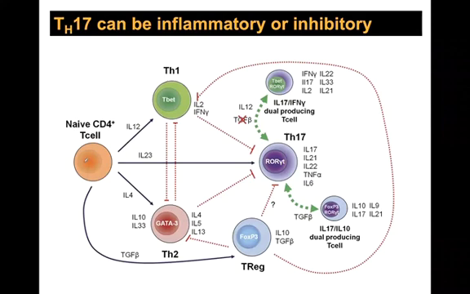So here we have our naive cell. It gets activated in the presence of IL-6. That's the main signal to tell it to become a Th17 cell. And its job is to make cytokines that tell those B cells to make IgA. That's its main job.